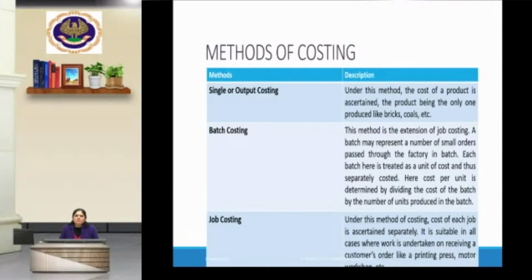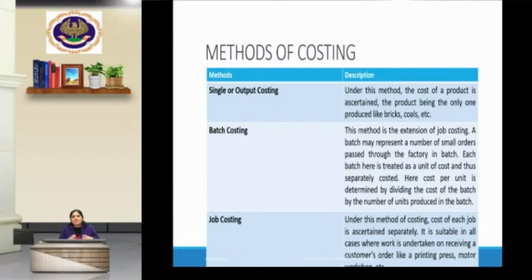Okay. Methods of costing: single or output costing. This is basically how we do the methods of costing. Accordingly, we develop a costing system. Single or output costing means, let us say, per product or per unit is my output. Single costing means per unit. Per car, so car is my output, costing per car.